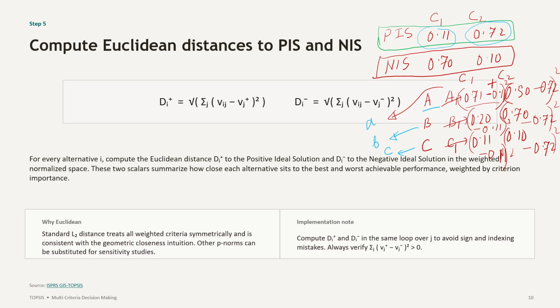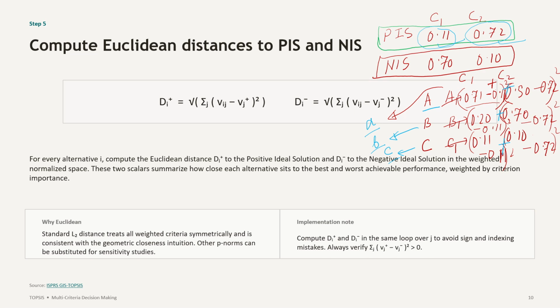Now the positive ideal solution will be separate. For C1, the positive ideal solution. For C2, the positive ideal solution. This positive ideal solution will be deducted from the value of A, B, C for C1, and the positive ideal solution for C2 will be deducted from the value of A, B, C for C2. Then this deduction will be squared and added to each other. Means the square for C1 will be added to the square for C2. Okay, this will be added. And then we will get a term like A, B, and C.